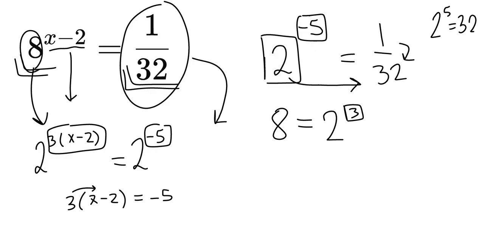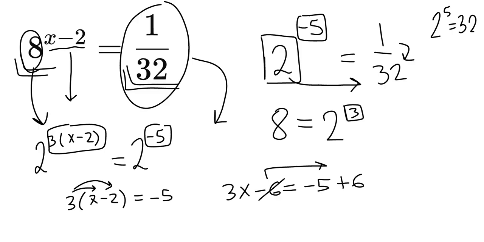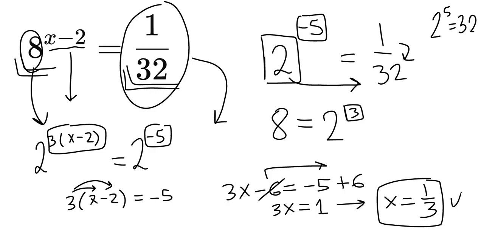Let us expand the brackets over here. So 3x minus 6 is equal to negative 5. Switch negative 6 to the other side and make it positive. 3x is equal to negative 5 plus 6, 1. Final step, divide by 3, x is equal to 1/3. All right.